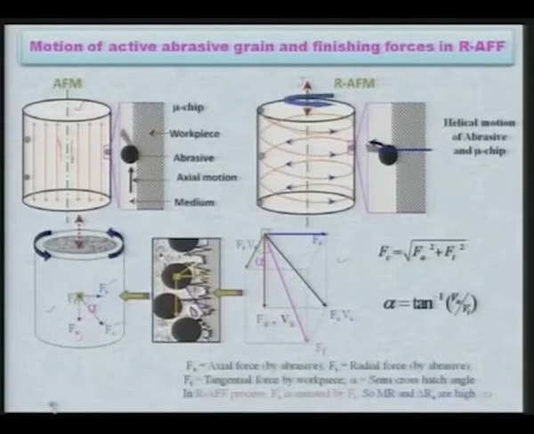Now, you can obtain the cutting force from the square root of F_A squared plus F_T squared, and alpha, the angle at which this finishing force is acting, is given by tan inverse of F_A over F_T, where F_A is the axial force, F_R is the radial force, F_T is the tangential force, alpha is the semi cross hatch angle, in the RAFF process, that is rotary abrasive flow finishing process.